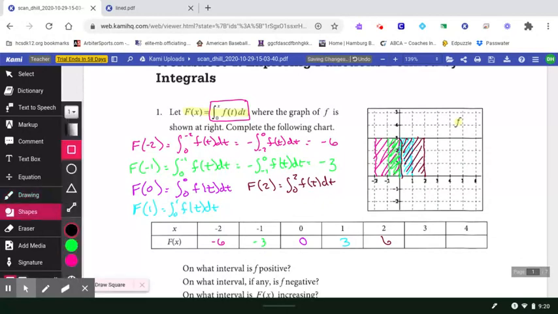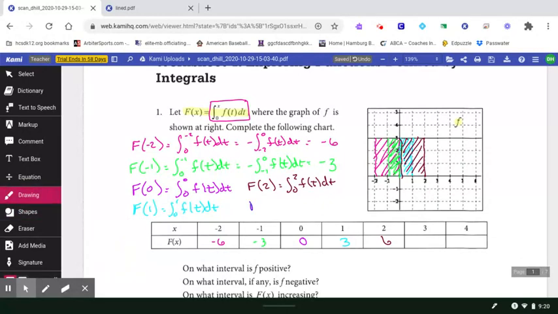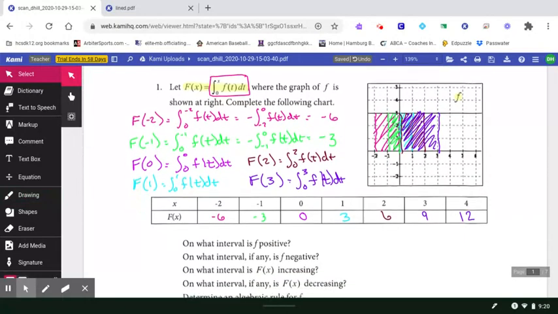Let's see. Running out of colors here. Let's try F of 3, which is going to be defined as the integral from 0 to 3. And so now we're extending our way up to here. So from 0 to 3, we've got a nice square now with an area of 9. And then I think, again, if we did F of 4, we're going to end up with a nice 12.